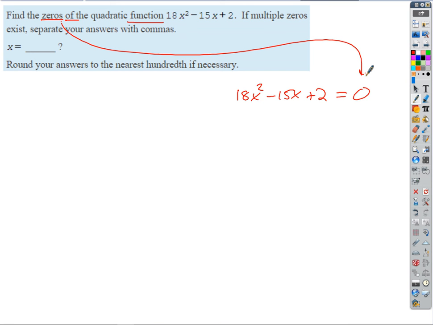There's another way of thinking about that. If I wrote this function using function notation, f of x equals 18x squared minus 15x plus 2, what do I mean by that?